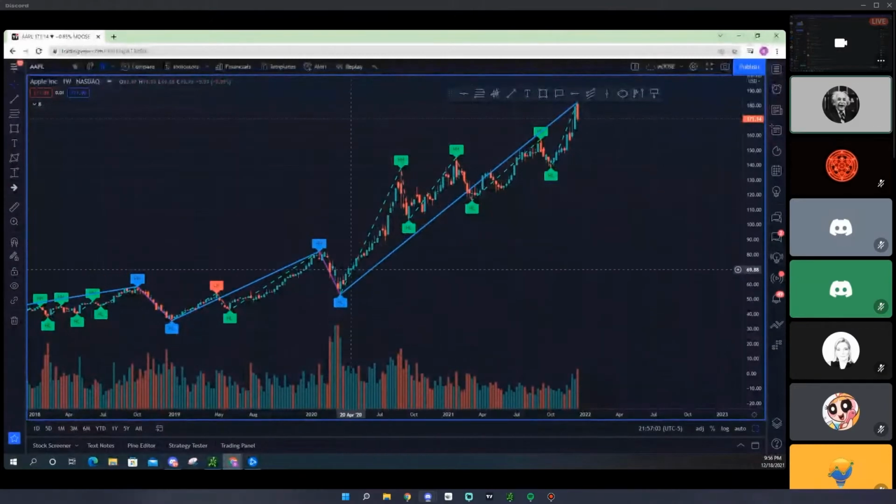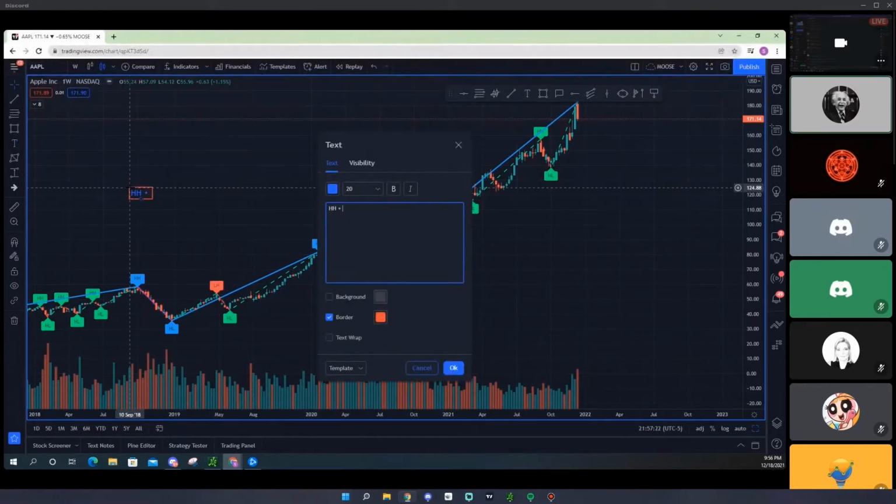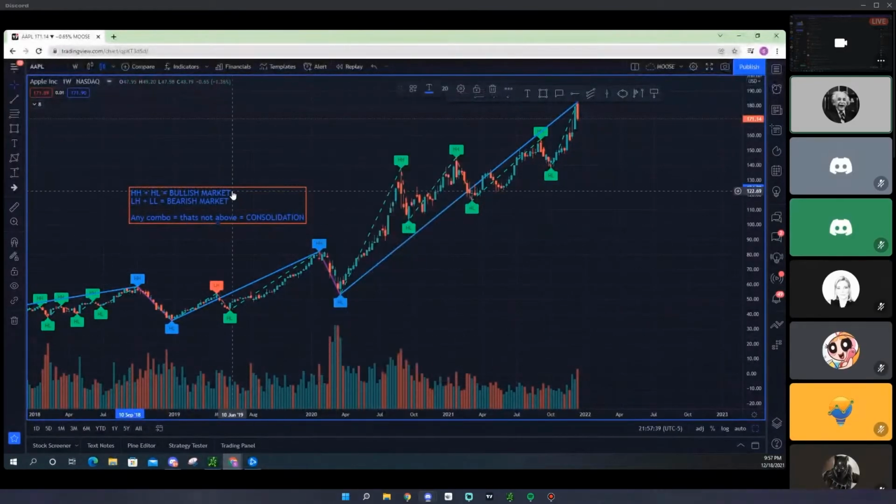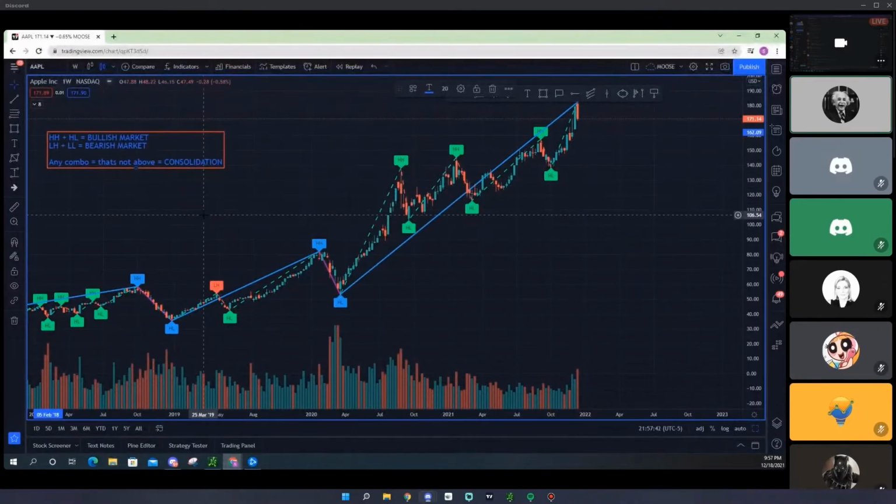Okay, so if you look at Apple, right, once it broke this higher high, obviously here, this was the highest high here at 60, then it created a new higher high. It created a new high, and this is trending up. It's making higher highs plus higher lows equals bullish market. Lower highs plus lower lows equals bearish market. Any combo that's not above is simply consolidation.